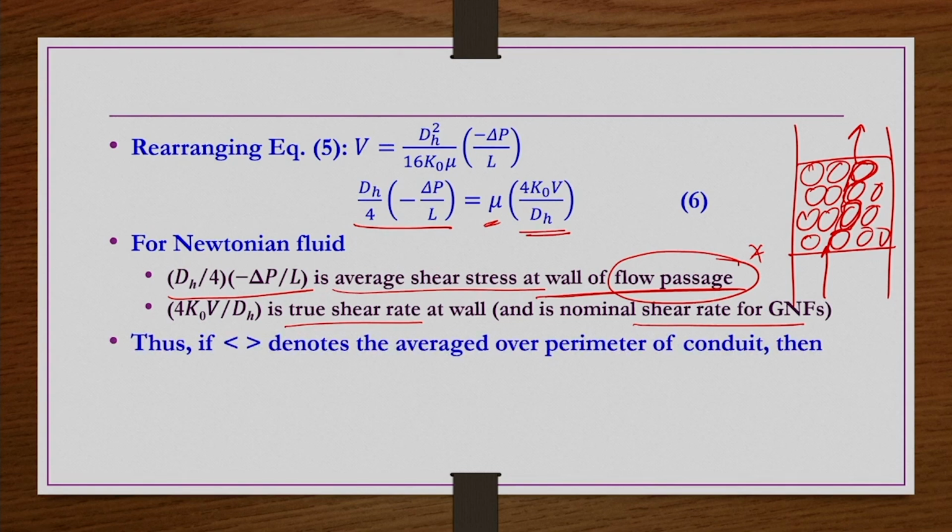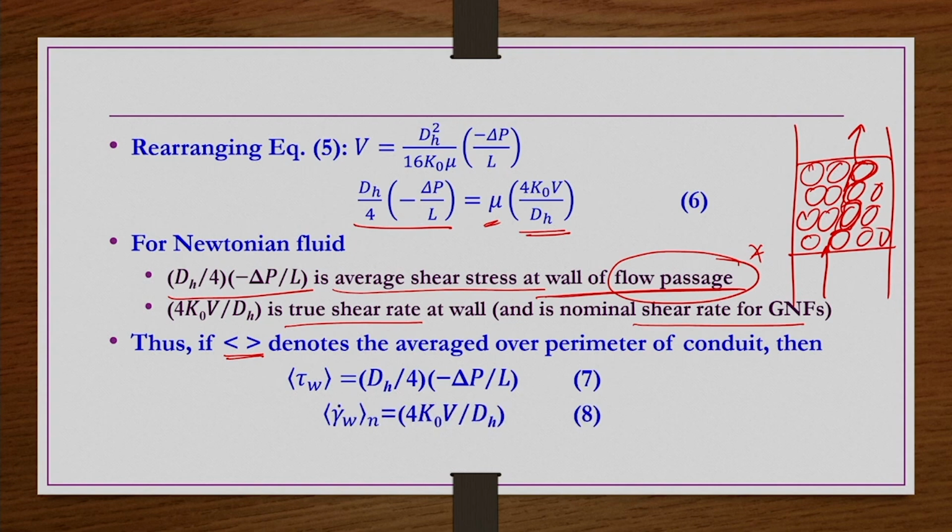Okay. So, if you designate this symbol for average quantities, this equation number 6, how can we write it? Average tau W is nothing but dH by 4 times minus delta P by L, and the average nominal shear rate is nothing but 4 k naught V by dH. Okay.